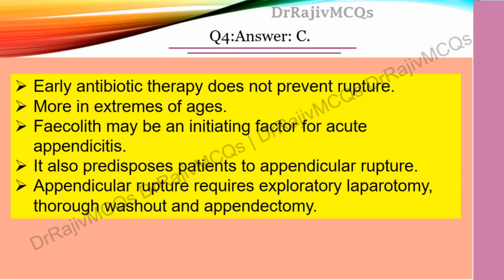The correct answer in question number 4 is option A. Early antibiotic therapy in patients of acute appendicitis does not prevent appendicular rupture. Appendicular rupture is more common in extremes of ages. Fecolith may be an initiating factor for acute appendicitis. It also predisposes patients to appendicular rupture. Rupture should be suspected in the presence of generalized peritonitis and a strong inflammatory response. Appendicular rupture requires exploratory laparotomy, thorough washout, and appendectomy.